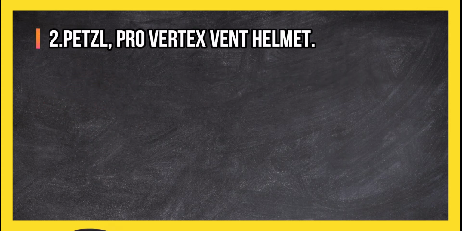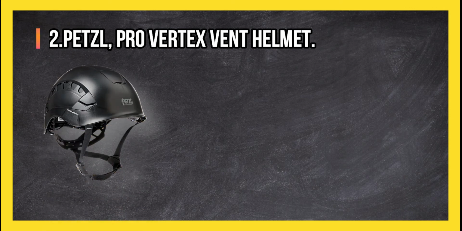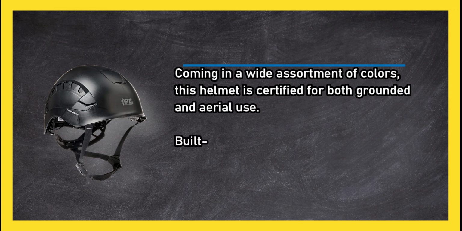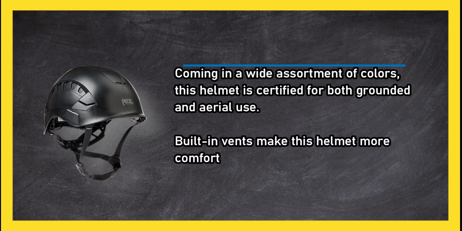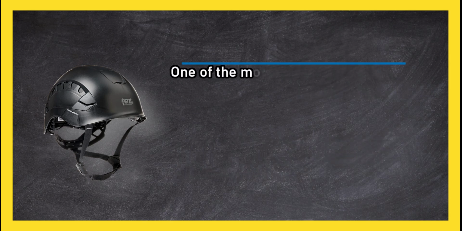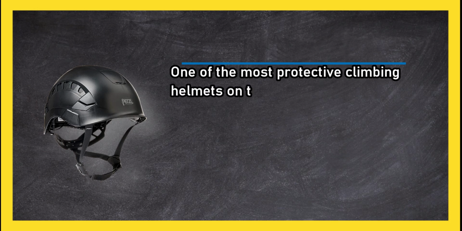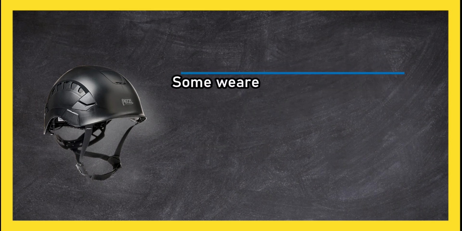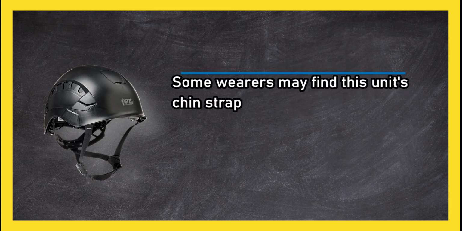At number 2, PETZL Pro Vertex Vent Helmet. Coming in a wide assortment of colors, this helmet is certified for both grounded and aerial use. Built-in vents make this helmet more comfortable, and straps can be widely adjusted for the best fit. One of the most protective climbing helmets on the market, a great blend of comfort and safety. Superior safety. Some wearers may find this unit's chin strap uncomfortable.